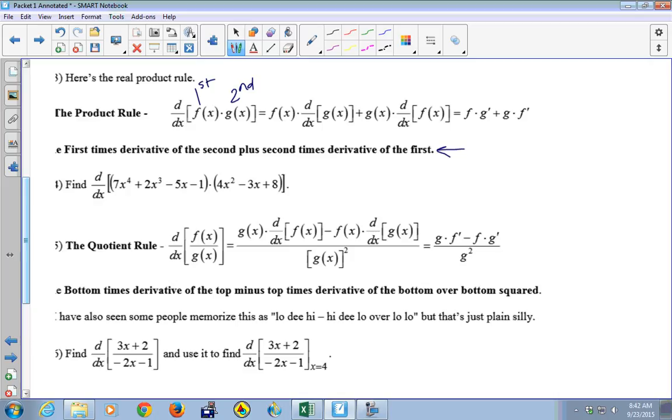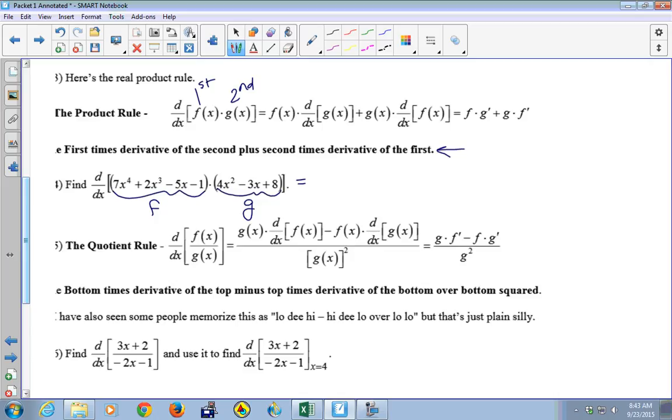All right, so we'll do an example. I want to find the derivative of a product, (7x^4 + 2x^3 - 5x - 1) times (4x^2 - 3x + 8). I could distribute this all out, multiply it all together and then just use the power rule over and over. But we're going to save a lot of work by using the product rule. This is my f. This is my g. They're being multiplied together, so it's f g prime plus g f prime.